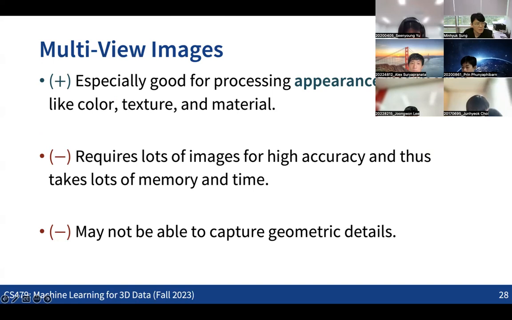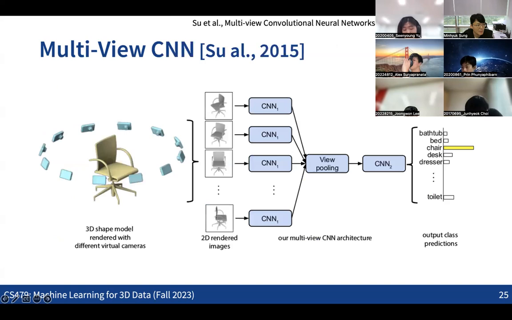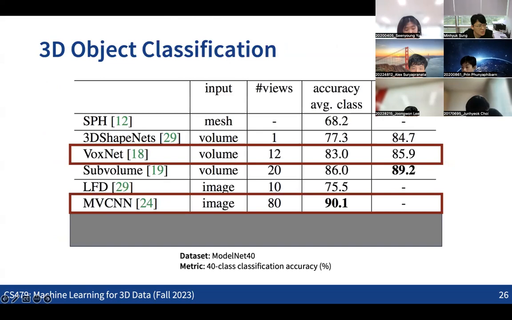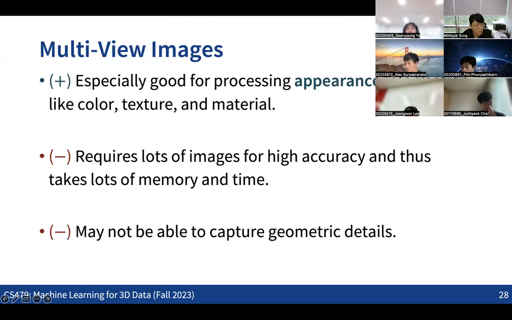In this example, for having multiple images for classification, they use 80 views of the images to solve the simple classification problem. So typically when you want to use multi-view images, we might need lots of images to get high accuracy. That might result in taking too much memory and computation time. And also, since we are not directly representing geometric information, we may not be able to capture some geometric details in the images. So that's also an issue.